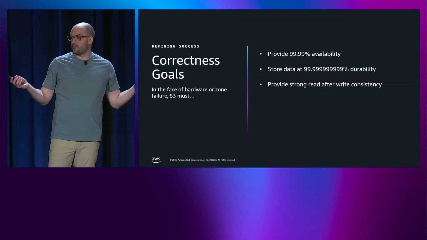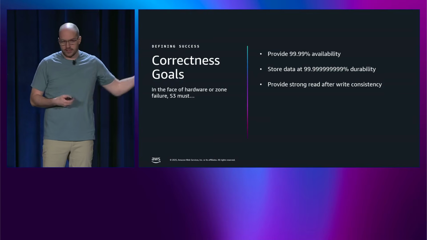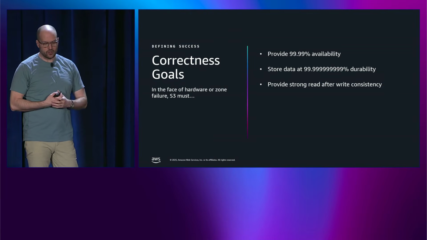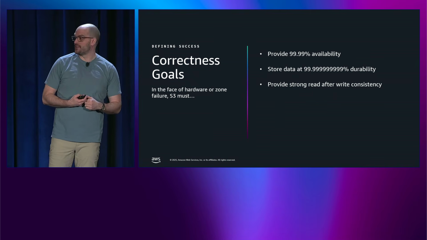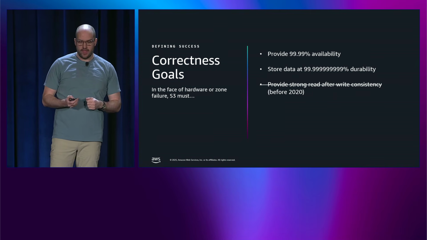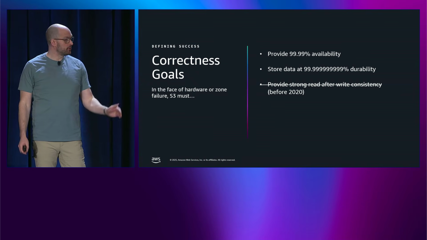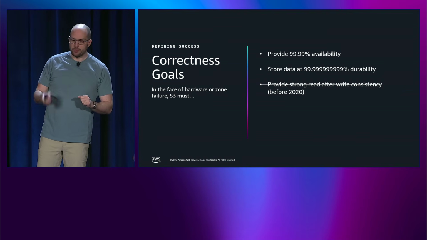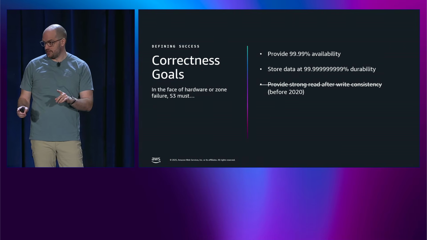If folks are familiar with our product page, you'll see the phrasing, designed for 99.99% availability or designed for 11 nines of durability. And we provide strong read after write consistency. Except some of you will remember that S3 wasn't read after write consistent until 2020. This is important for this talk because what this meant for us back then was that an acceptable way to deal with failure was to violate consistency guarantees, since we had none.